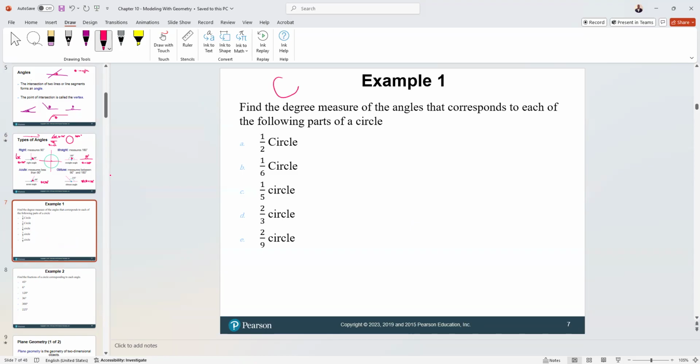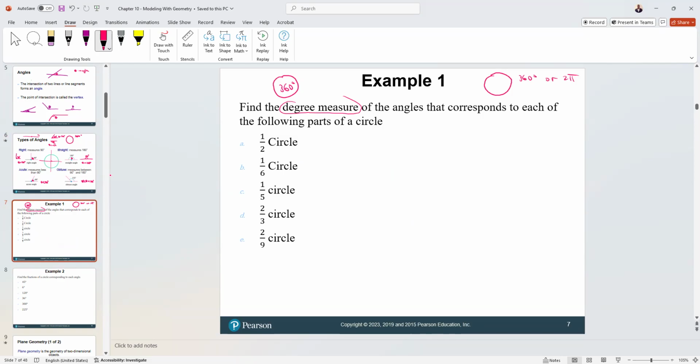If you take a circle, the total is 360 degrees. Now they said find the degree measures. So what does half of a circle represent in terms of degrees? A circle can be measured either in radians, 2 pi, or in degrees, 360. If you use degrees, you use 360. If you use radians, it's going to be 2 pi.